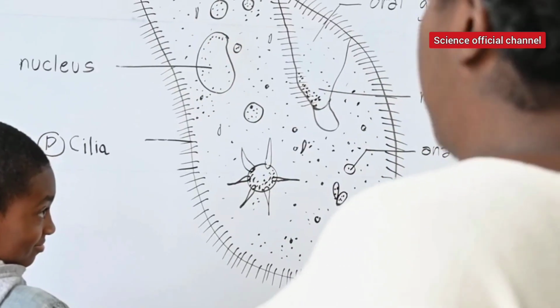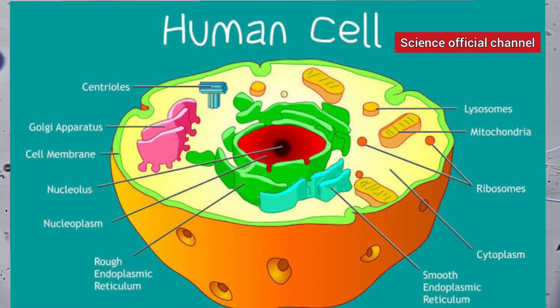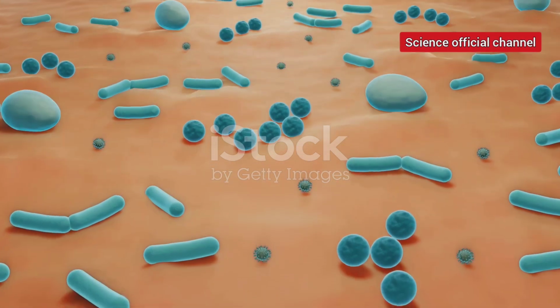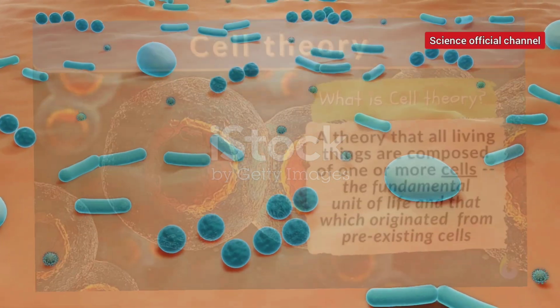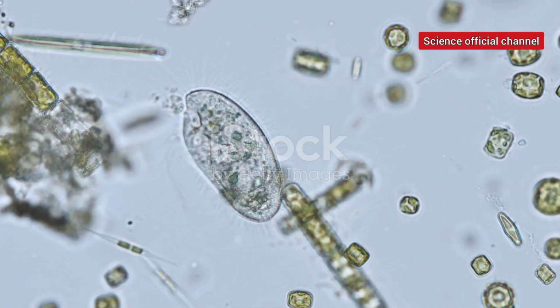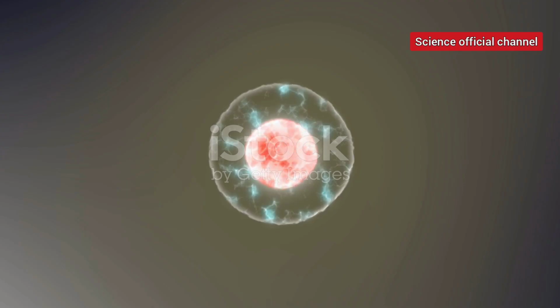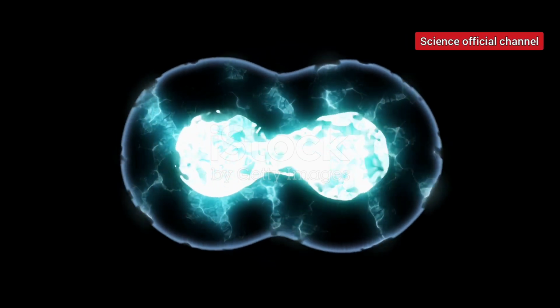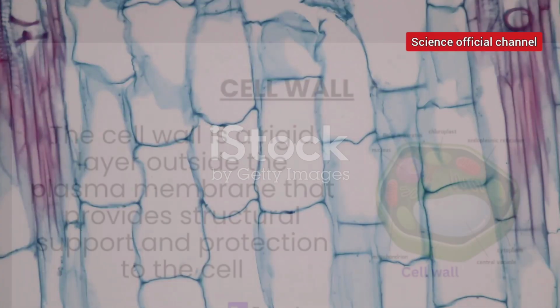First up, cells. Cells are the basic units of life. Everything living, from tiny bacteria to massive blue whales, is made up of cells. Now, cell theory. This super important idea says three things. All living things are made of cells. Cells are the basic units of structure and function, and all cells come from existing cells. Simple but powerful.